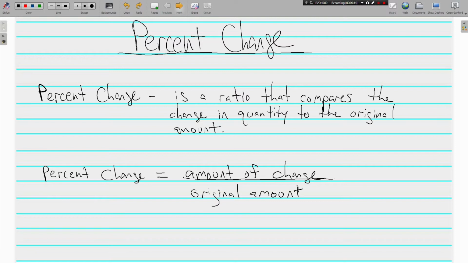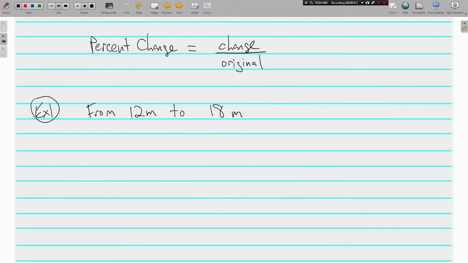Let's look at some. First example, we just have our reminder of what it is up here at the top. Percent change is equal to the change divided by the original. So if we are changing from 12 meters to 18 meters, first we figure out what the change is. From 12 to 18, how much has that changed? Well, 6, right? From 12 to 18 is 6, divided by the original. What was the original amount that we started with? Right here, we started with 12.